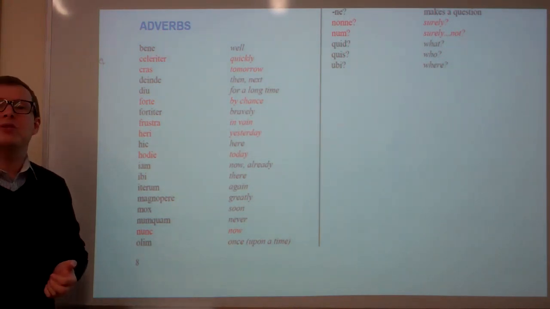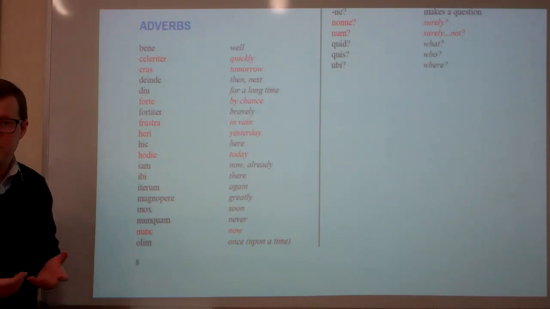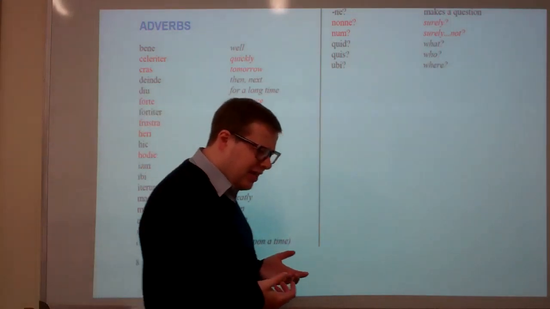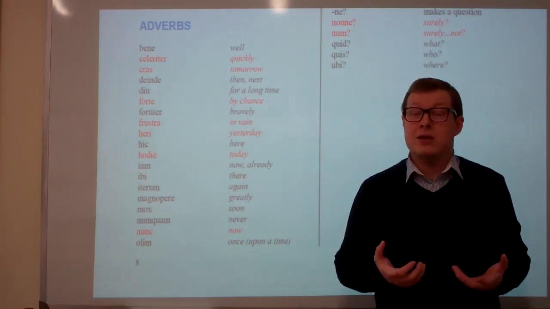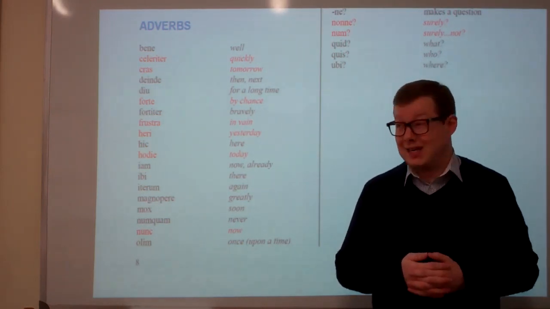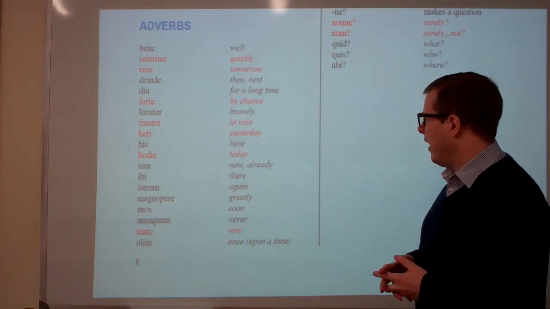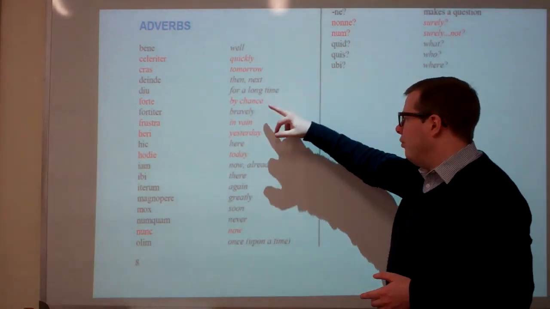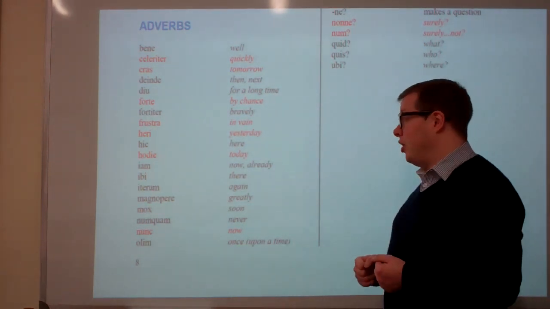Now we come to the final few sections in the vocabulary lists. Adverbs. An adverb describes how or when a verb takes place. Usually, in a sentence, they're located just before the verb, but if they're to do with time, they can sometimes go at the beginning of the sentence. Quite often they will end in ly in English, quickly, bravely, greatly, and so on. But actually quite a lot of them don't.